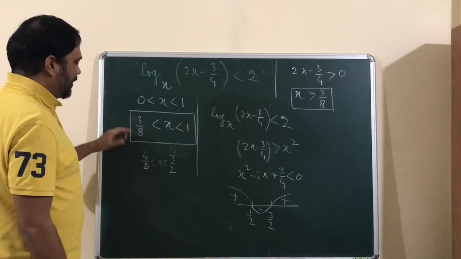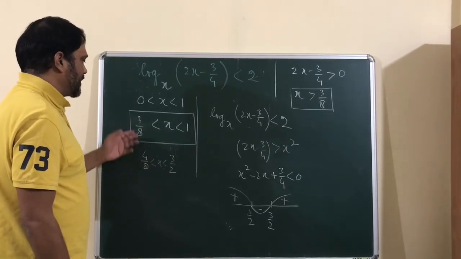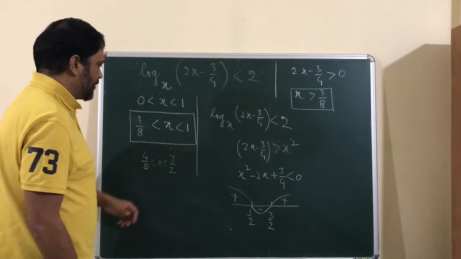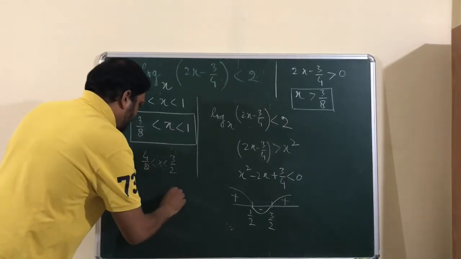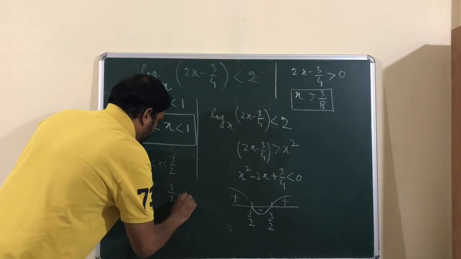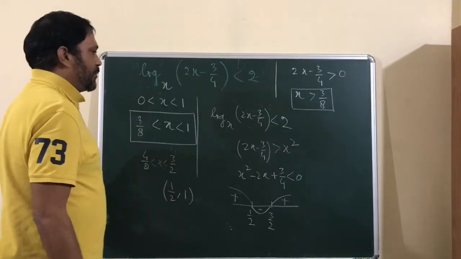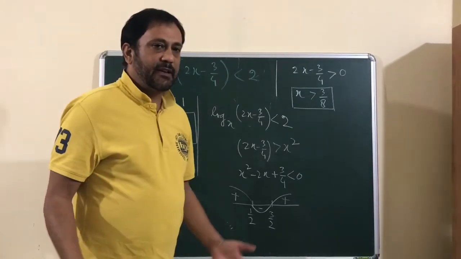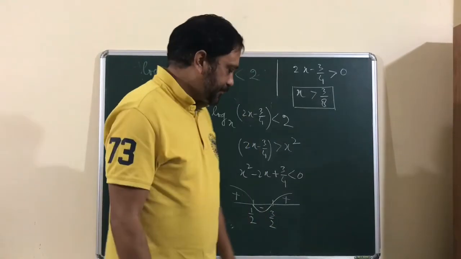So what will you write here? Since 4 by 8 is obviously greater than 3 by 8, that will satisfy the answer. So that 4 by 8, that is from half to 1. So we'll club this result with the earlier result, and that will become our final answer.